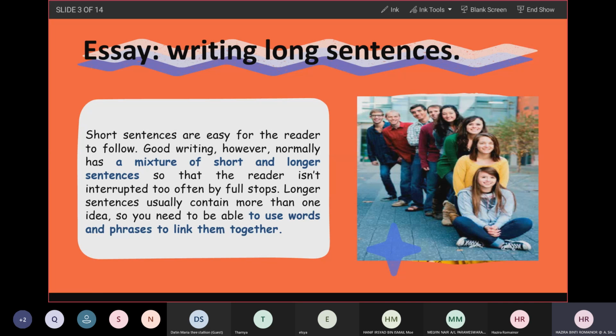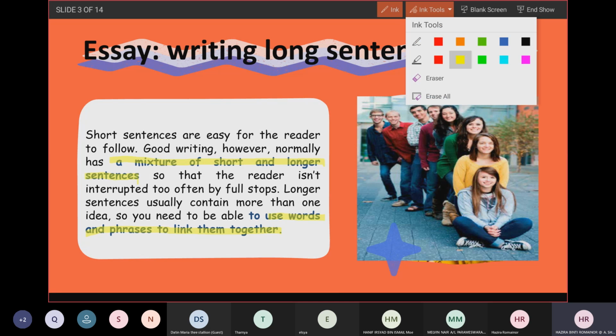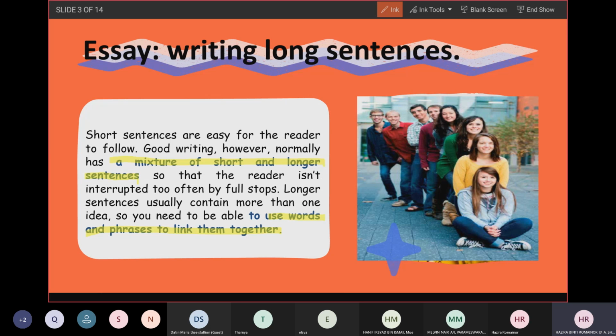So in this sentence, the key word is, all right, there, a mixture of short and longer sentences. And also use words and phrases to link them together, which means you should be able to use connectors or linking words. So selalunya dalam ayat, dalam esei, dalam mana-mana karangan, you tend to write short sentences. Awak selalu tulis ayat yang mudah, which is not really encouraged for you to score good marks. In order for you to get good marks, you should have a mixture. Awak ada ayat awak dalam esei tu kena ada campuran ayat.